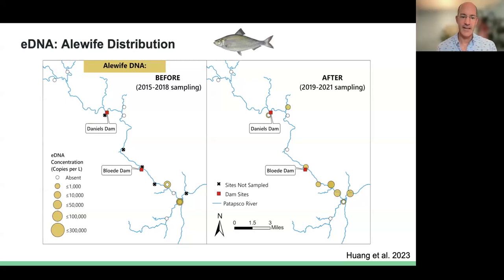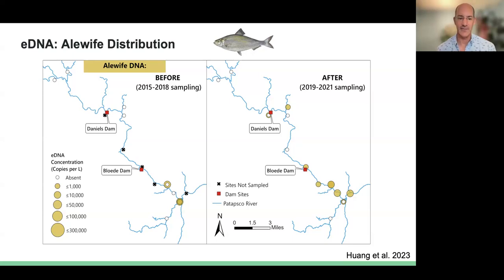But the story is different with DNA. Because eDNA sampling is incredibly sensitive to small amounts of DNA. So if you look at the picture on the left, before the dam was removed, we saw alewife DNA, the yellow dots, at several locations downstream of the dam, but never upstream of it.